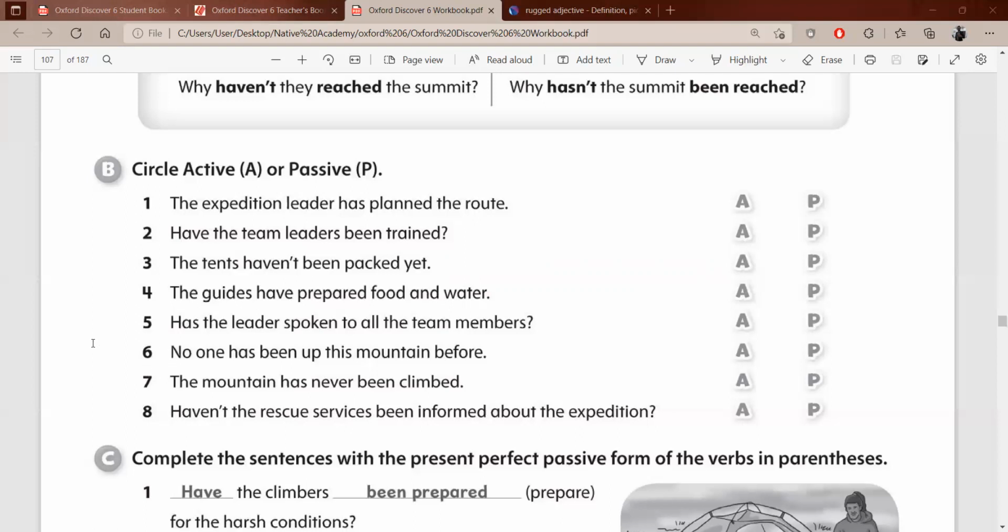Number 6. Read it again. No one has been up this mountain before. You said passive, right? No, it's active. No one has been up this mountain before. It's active, not passive. And "been here" means to go to some place. No one has gone up this mountain before. So it's not passive, it's active. Okay.